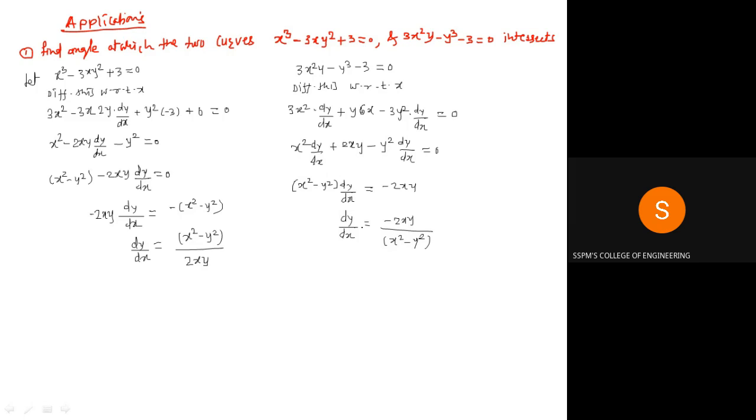Right? So this is the slope of the second curve. And what about the product of these two slopes, that is m1 into m2? We can say this is m1 and this is m2. Okay, so what is the product of them? When we multiply both, x square minus y square and x square minus y square cancel, and 2xy cancel also. So what remains? Minus 1. So m1 into m2 is minus 1.